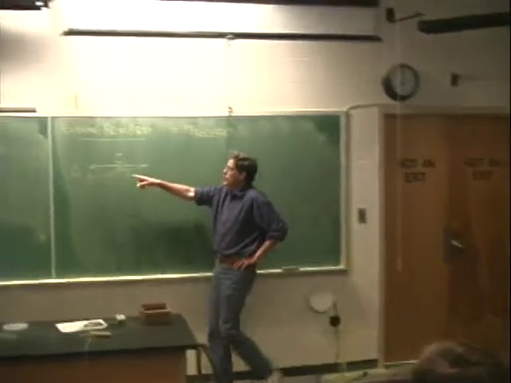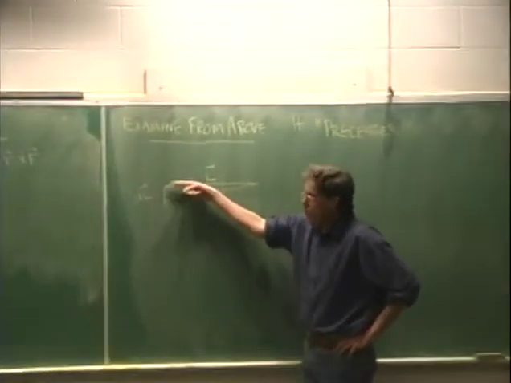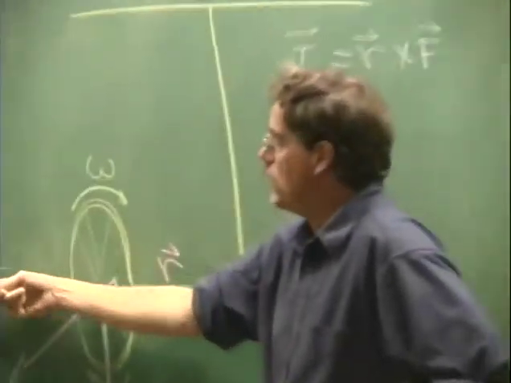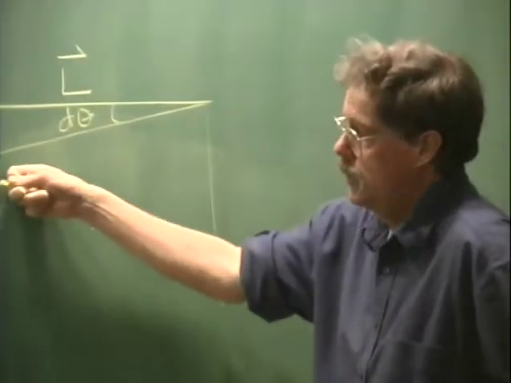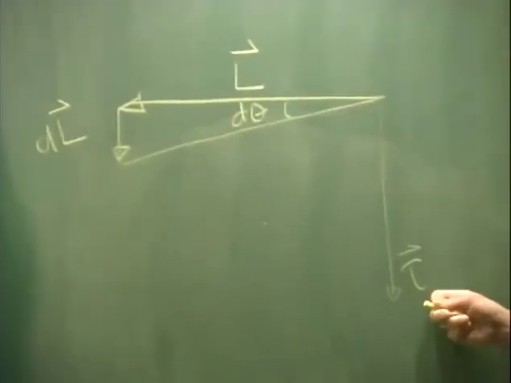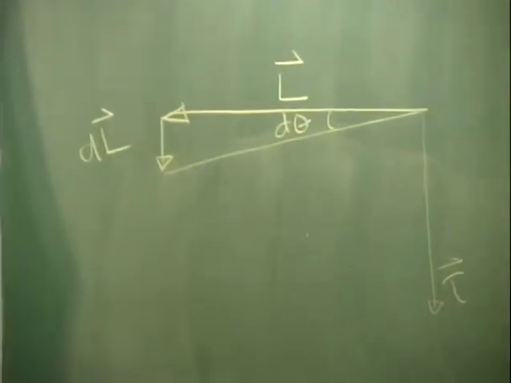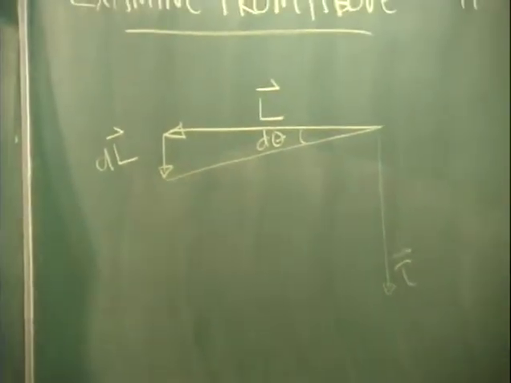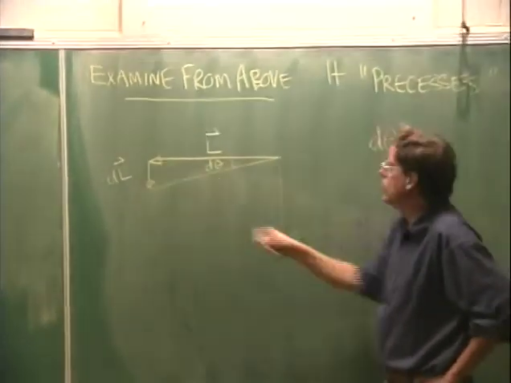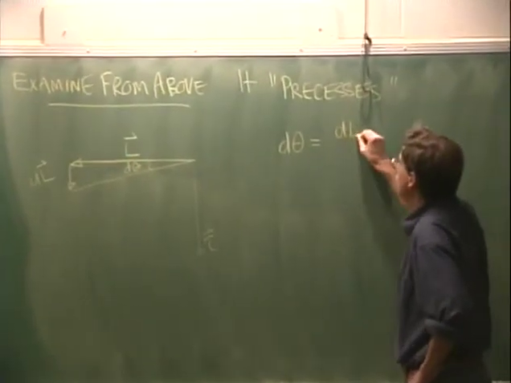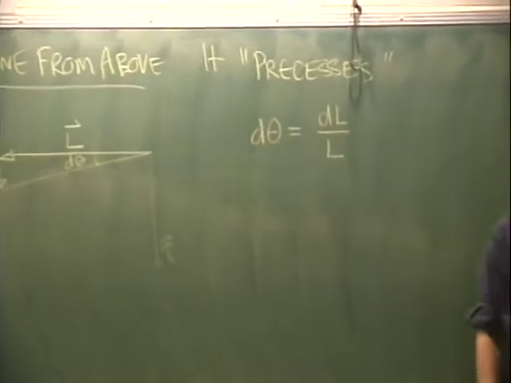So here goes. The angular momentum, which was originally pointing directly to the left, is now pointing slightly out of the board, viewed from above, in the same direction that the torque points. So the angle there, d theta, by ordinary radian measure, is the length of the arc, dL, over L.